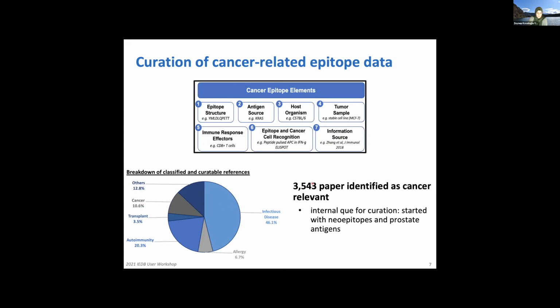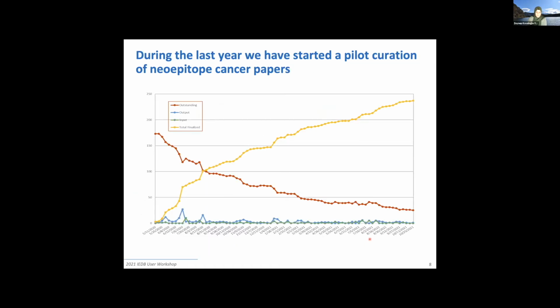Of all the papers we have identified as containing epitope data, around 11% are cancer related. So right now we have just over 3,500 papers identified as containing cancer epitope data, and we have an internal queue for curation. We started with curating neoepitopes, given that they are highly interesting right now, and we also started curating prostate antigens recently. The neoepitope curation we actually already started last year as part of a pilot project for the NCI. So right now we have curated almost 250 papers, and we are curating new papers as they are being published.